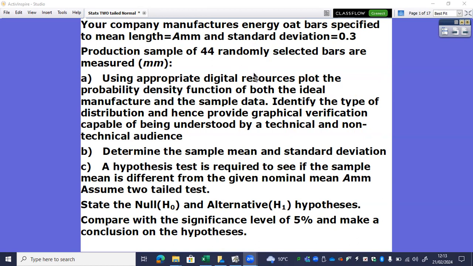We're going to analyze the sample data set for mean and standard deviation, and we're going to compare it with an ideal quality process which has its own mean and standard deviation. And we're going to conclude against a hypothesis test as to whether our sample is significantly different from our ideal mean. So we're going to use the null and alternative hypothesis test with a 5% significance level.